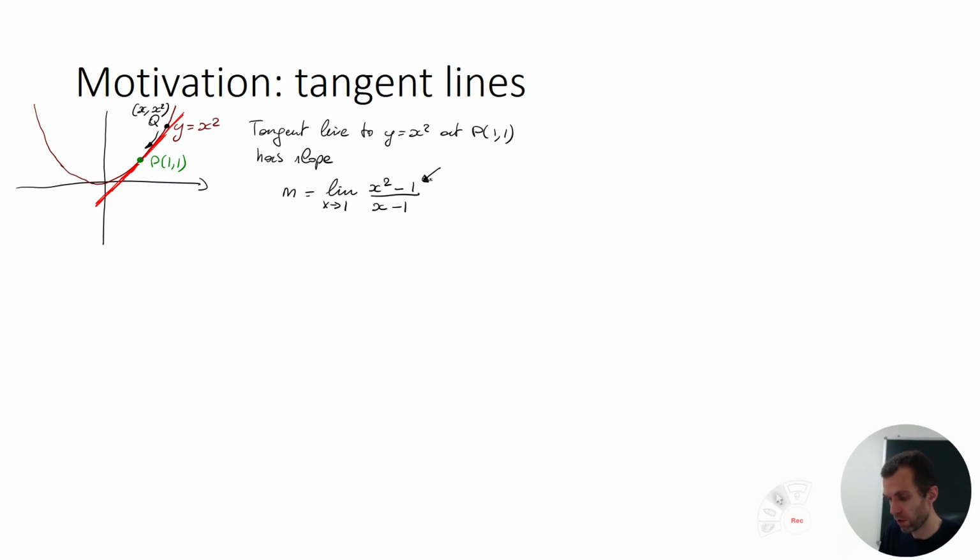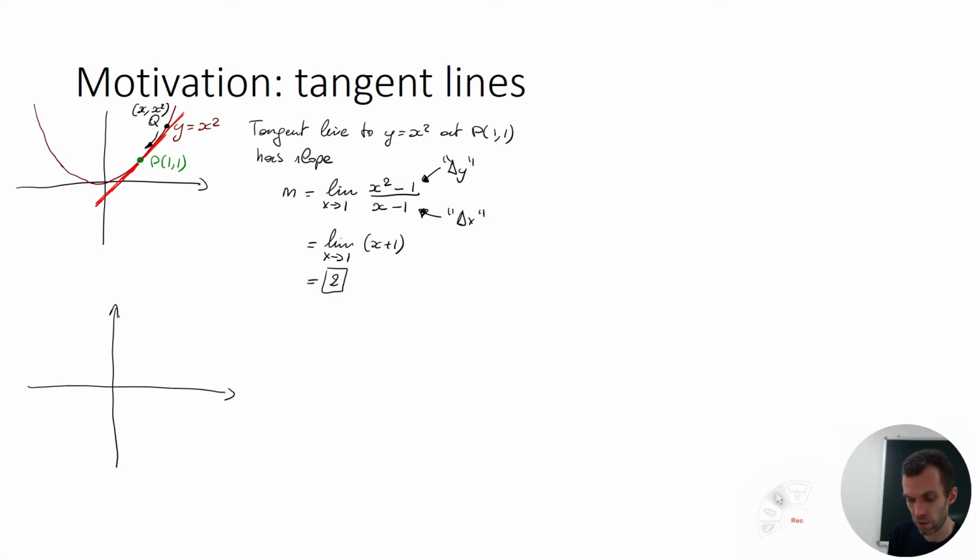So in the numerator we have delta y, the difference of the y coordinates, and in the denominator we have delta x, the difference of the x coordinates. And then we can simplify this expression. We can calculate the limit to give the limit of x plus 1. And finally, we find that the slope is equal to 2. So now there's nothing preventing us from doing the same calculation for other functions. So let's see how that works.